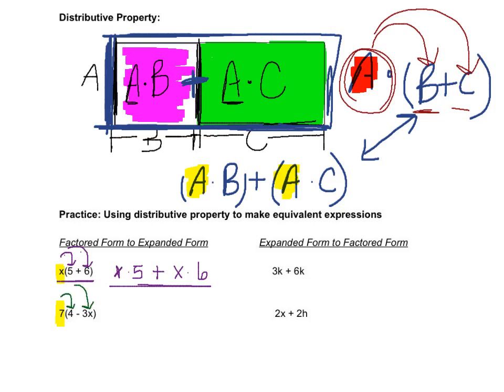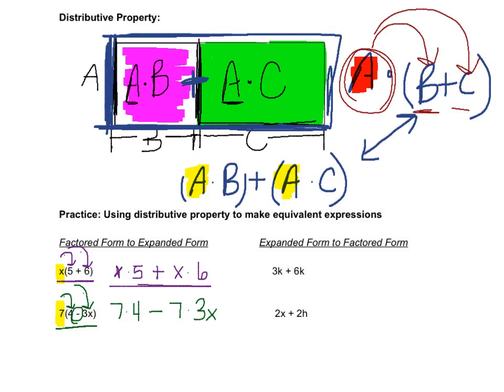So let's go on to the next example, where I have 7 on the outside. 7 needs to be shared with the 4, and 7 needs to be shared with the 3x. And again, every time I share, I multiply. It means I'm going to have 7 times 4. And here it's a little different because I have a subtraction sign. So now I'm going to do subtract 7 times 3x.